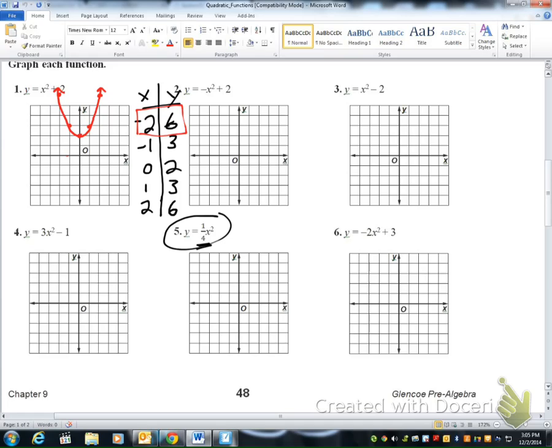All right. So that's 2, so that's 3, that's 6. Yep. All right. Okay. Let's talk about number 5. We probably won't get to graph it, but we can at least draw our T-table.